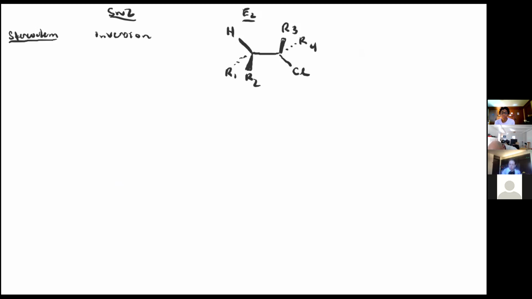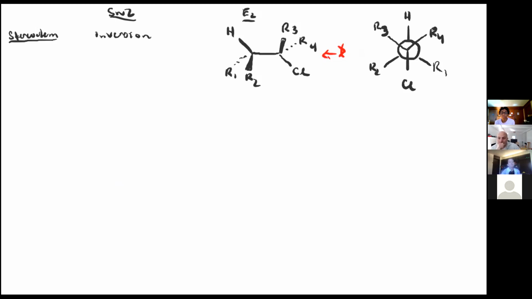If we do a Newman projection and we look down that bond, I've got R3 over here, R4 over here, chlorine going down, and then the carbon in the back, I've got my H atom of interest going up, R2 on the left, and R1 on the right. Hopefully this helps, right? So that's the Newman projection of the conformation for the elimination, okay?